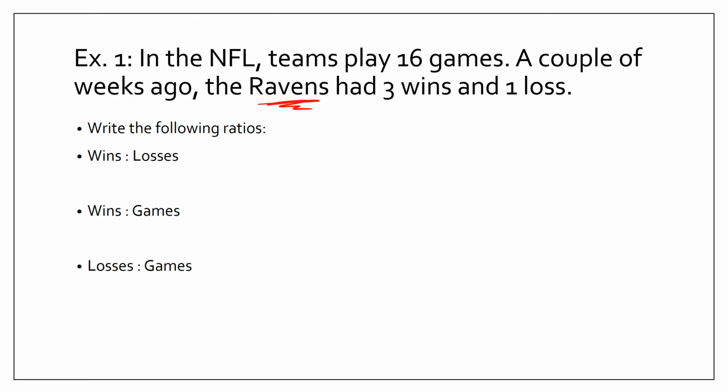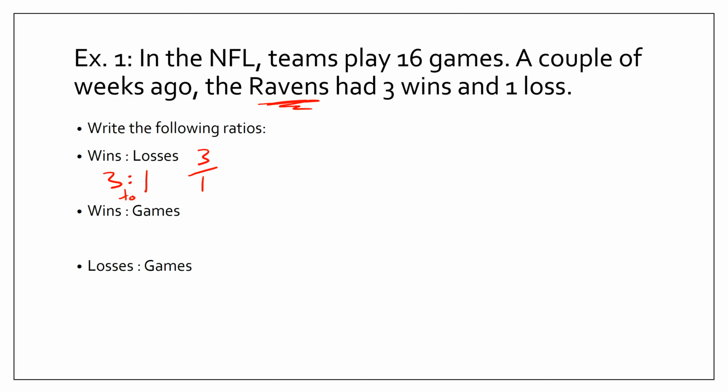So first of all, let's compare wins to losses. Well, that's easy, right? They had 3 wins and they had 1 loss. And you can write it this way with a little colon in the middle. That colon kind of means "to," like 3 wins to 1 loss. You can also write it as a fraction. Every ratio you can write as a fraction, which is really convenient.